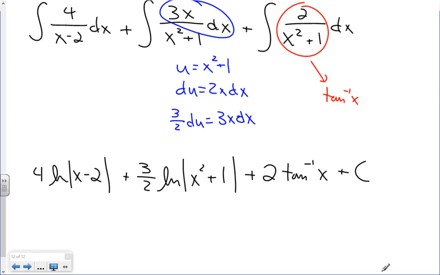We go from something that we can't integrate to something that we can integrate. That right there is the end of the second half here of section 9.7.